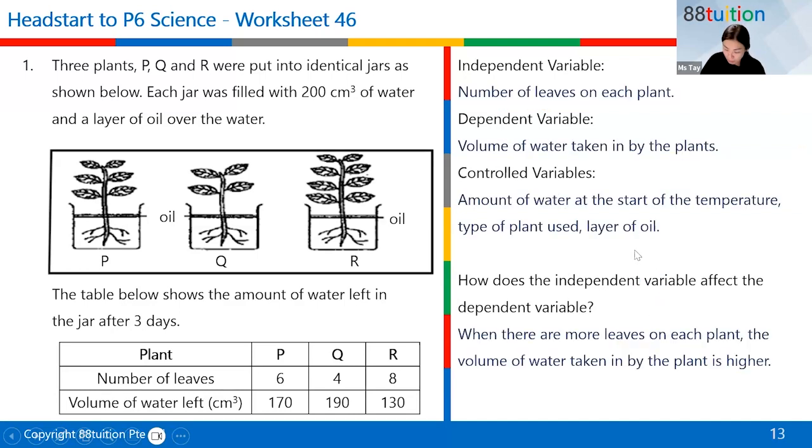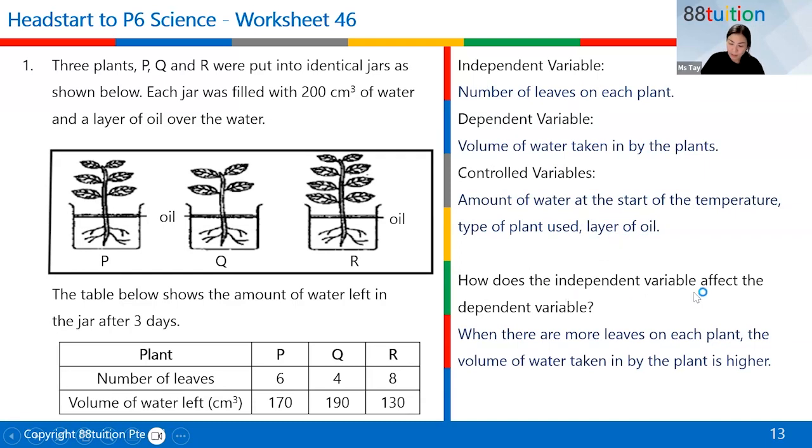So if you take a look, number of leaves on the plant, volume of water taken in by the plants. You can measure the volume of water left, that's fine. Control variables, amount of water, we talked about it. Type of plant, nobody mentioned yet. Number of roots, yes, very good. I can see you typing in same size of the beaker. That's crucial also. So layer of oil.